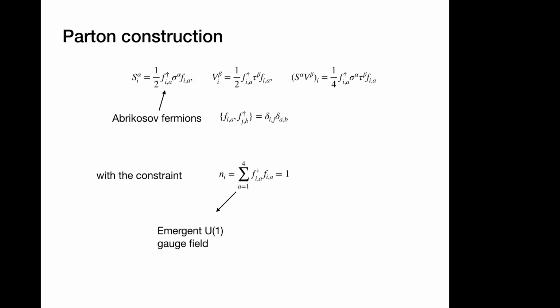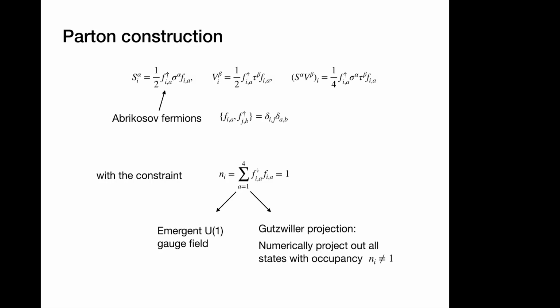Now there are a few ways of dealing with this constraint. One is by coupling these Abrikosov fermions to an emergent U(1) gauge field, and then understanding the results of that coupling. Another way is simply by numerically projecting out all the states in which the occupancy of the fermions is different than 1. And this is called the Gutzwiller projection.